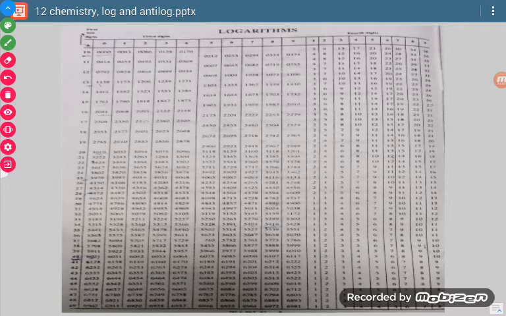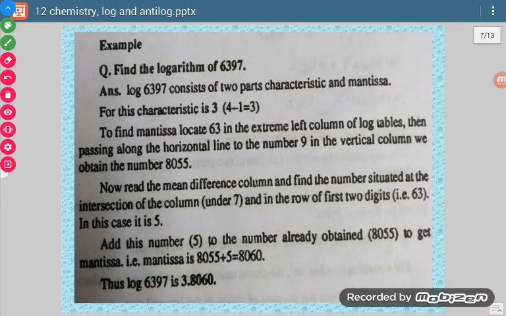So this way we do it. This is half of the log table. Till 49 it is there. After this, a similar portion is also there for 50 to 99. Okay, now let us solve this example.